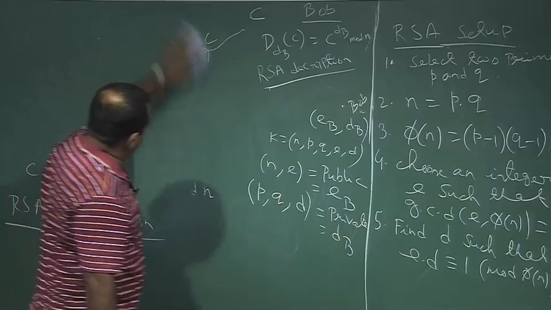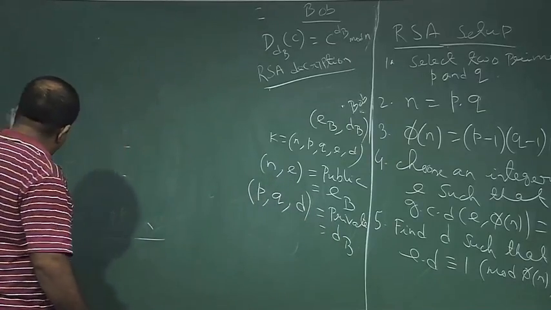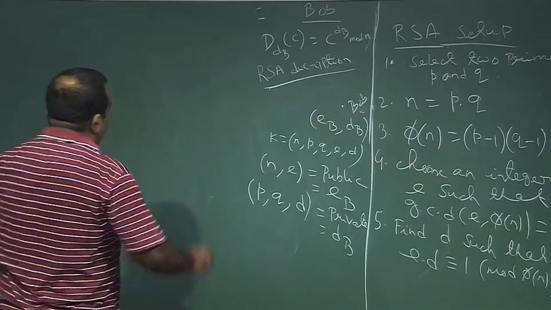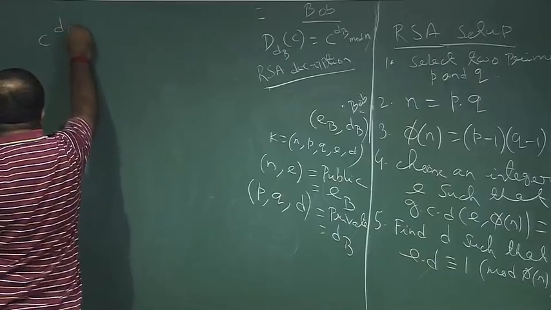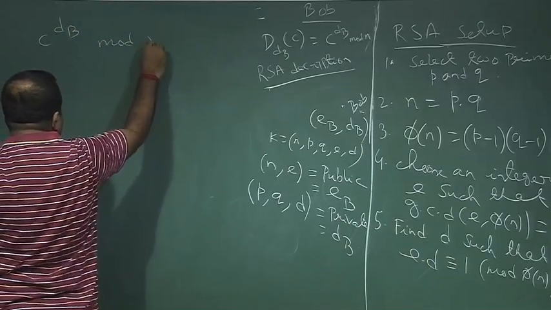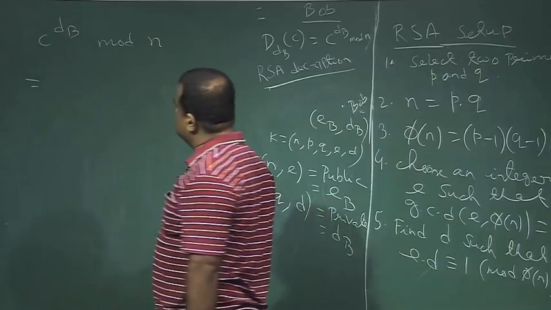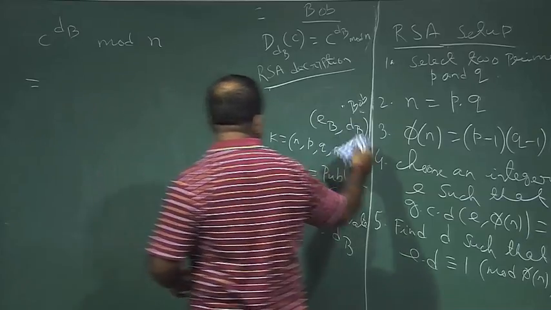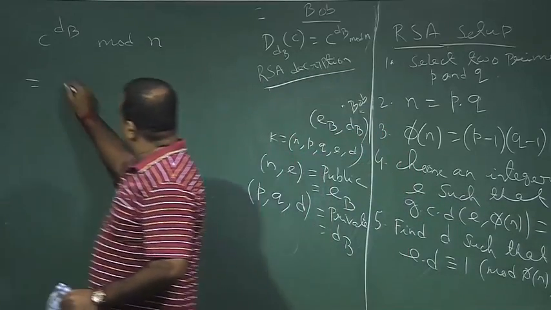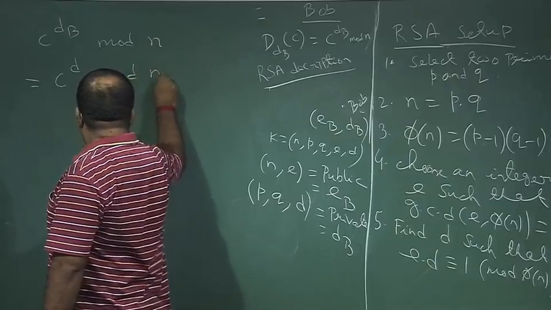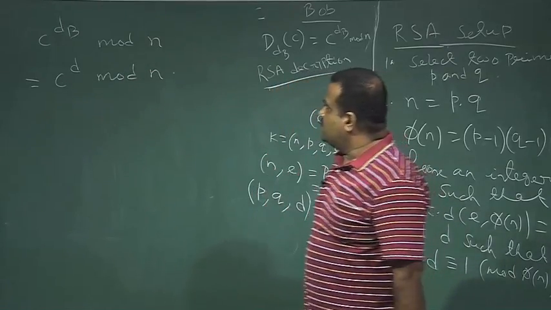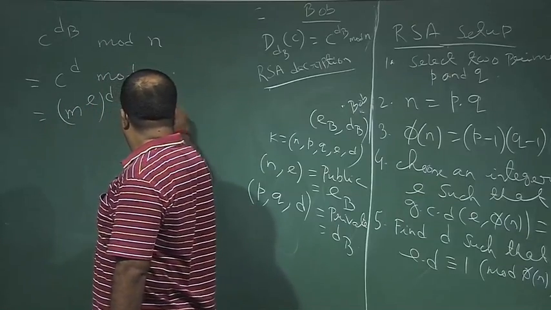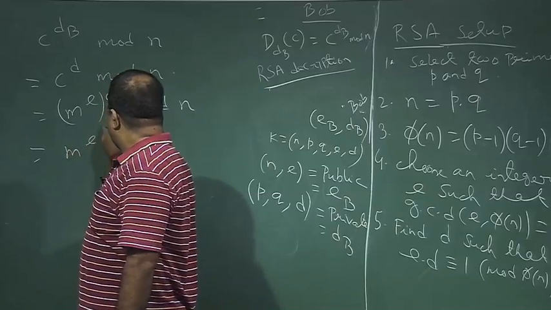So let us talk about that part. Why is this m? The decryption is C to the power d mod n. C is basically the ciphertext, which is m to the power e. Sorry, EB is basically d. So this is C to the power d mod n. Now C is m to the power e, so m to the power e to the power d mod n, which is m to the power ed mod n.